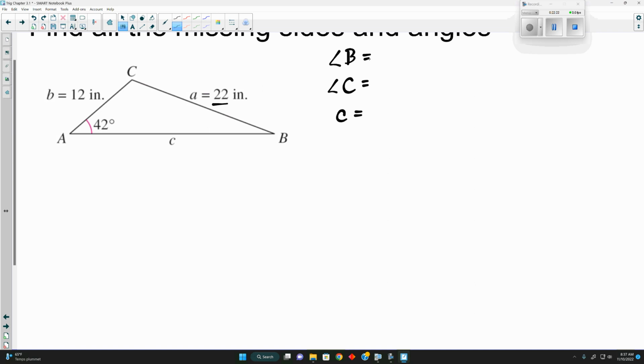But I do know for our given formula, because we're going to have sine of an angle over the side opposite, sine of an angle over the side opposite. What is the one side and angle that we have for sure that are opposite of each other? A. We have that angle A is 42 degrees and side length A is 22.